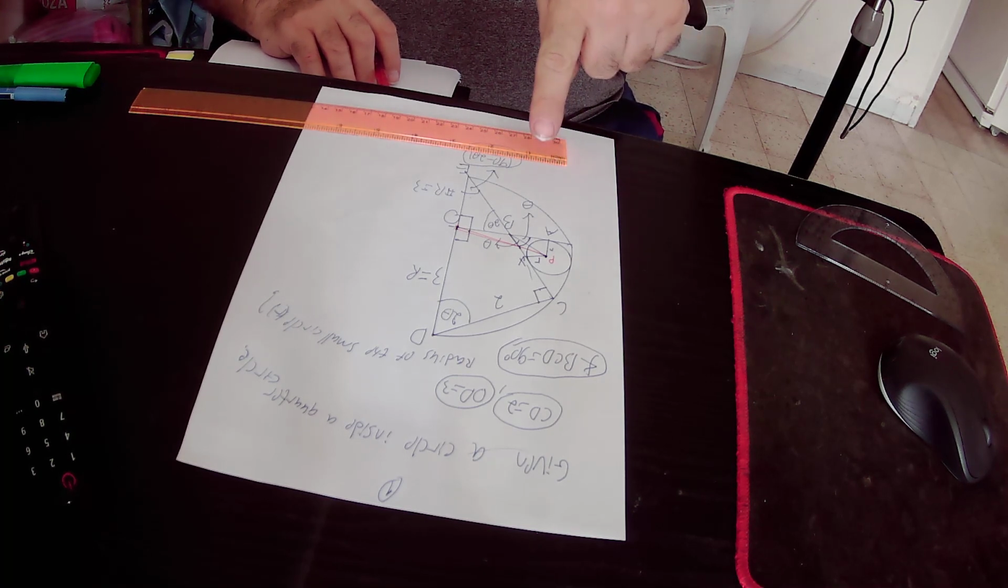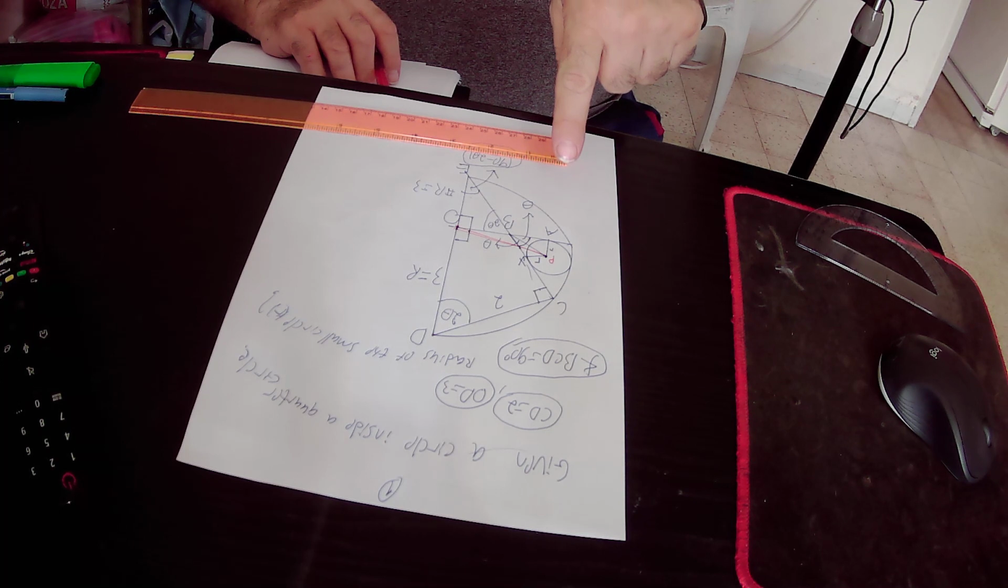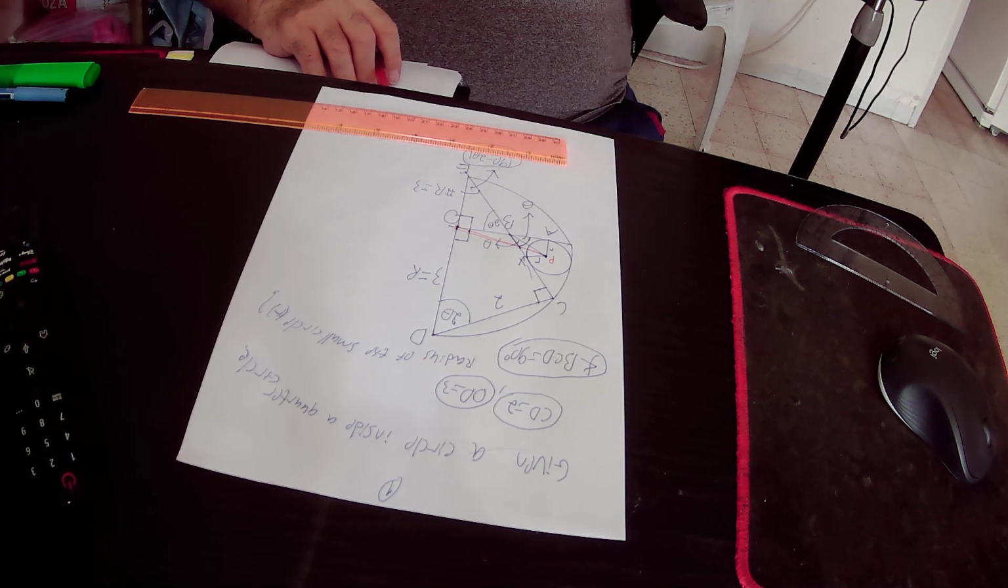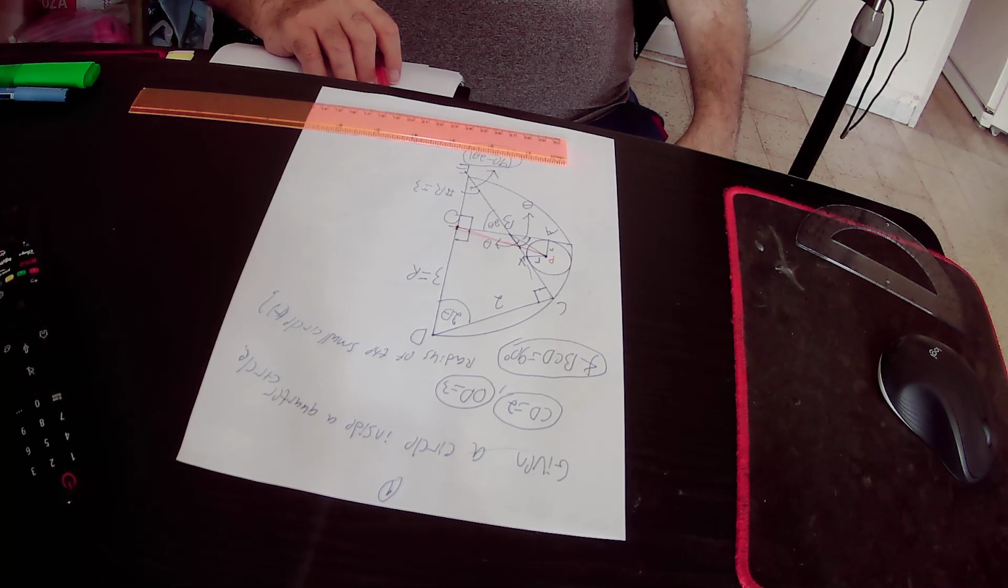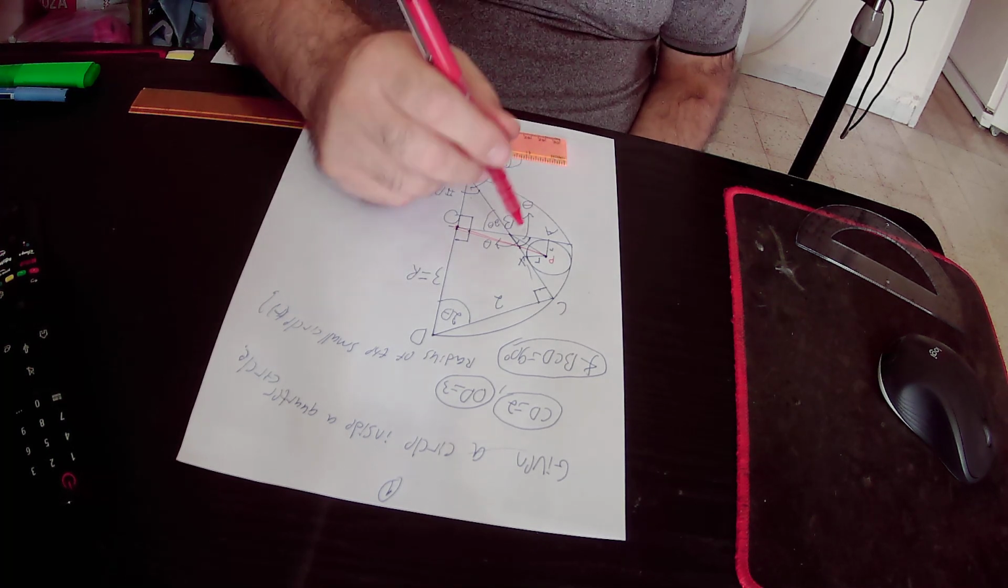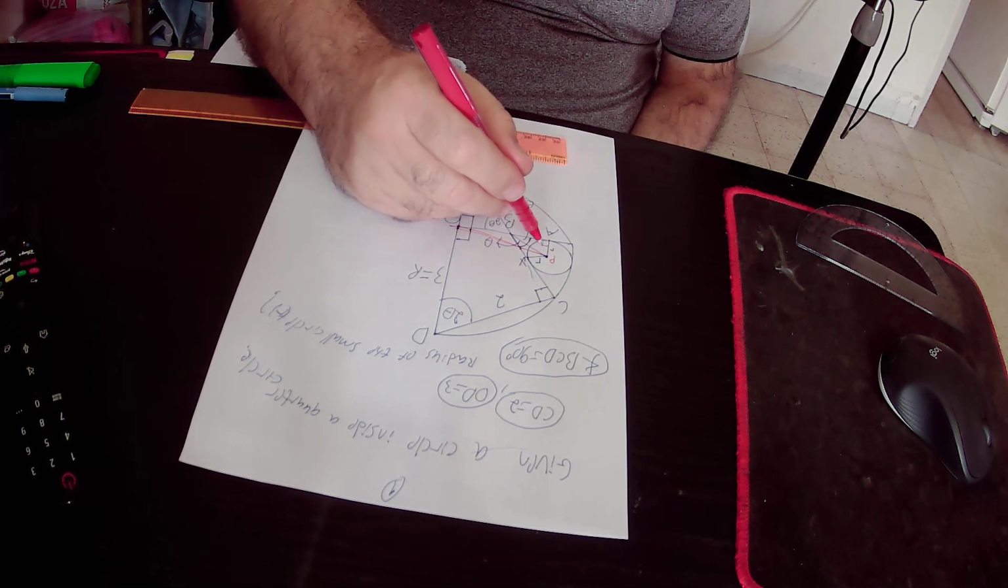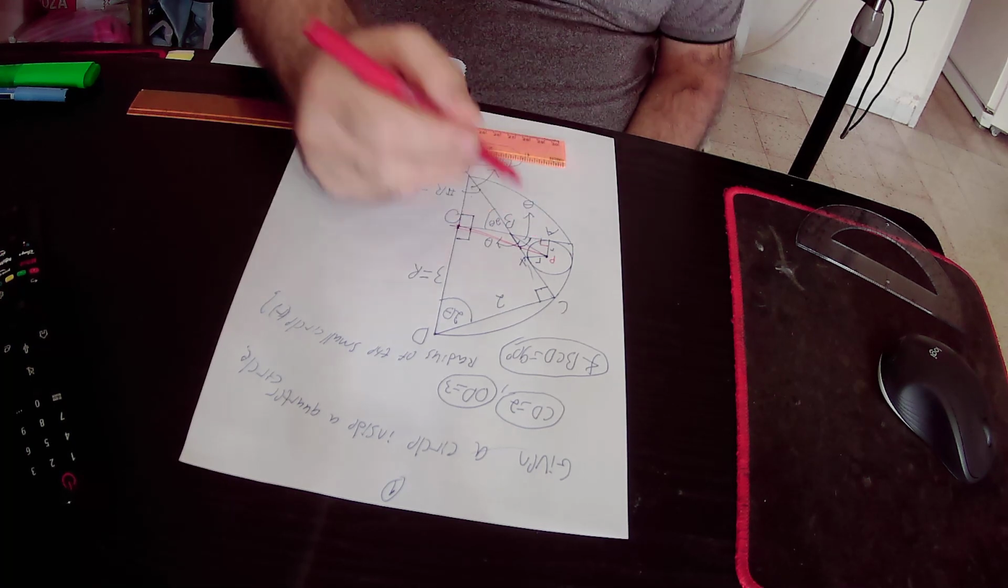OA is tangent to the small circle at point A, and we have a rule that a tangent always creates 90 degrees with the radius, so the tangent is perpendicular to the radius, so angle OAP must be equal to 90 degrees.